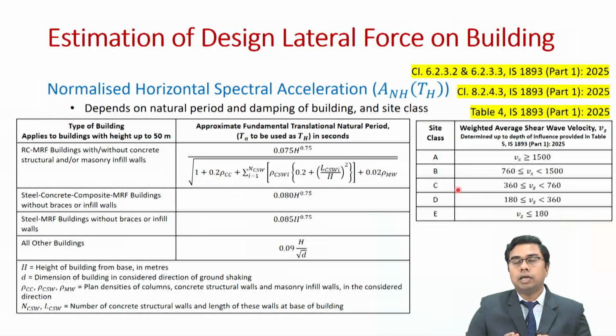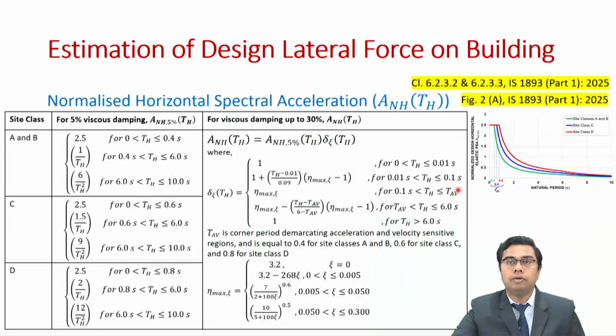In some cases, we will not have the value of soil shear wave velocity known to us. In that case, if you have the SPT data available to you, you can estimate what would be the site class. The code specifies those classifications as well. Once we have the natural period, damping and the site class known to us, we are ready to find the value of normalized horizontal spectral acceleration ANH. Here we have the expression which is given by the code for ANH when our structure or building has a 5% viscous damping.